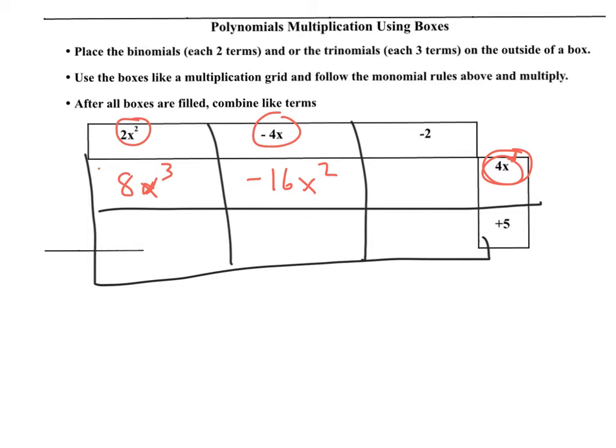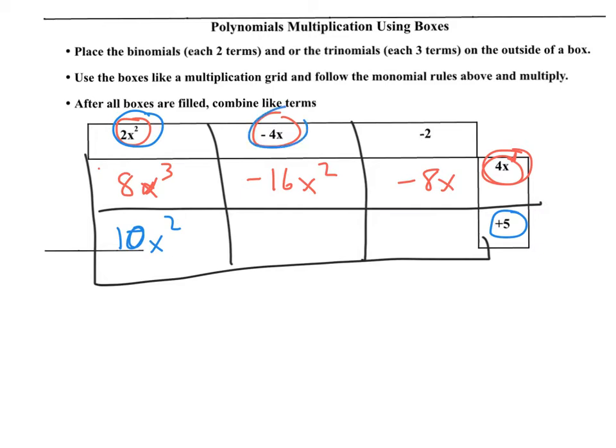And then I've got negative 2 times 4x is a negative 8x. Nothing's going to happen to the exponent there because all I got is that one little x. Now we're going to move to the next box. I take my 2x squared again, but this time down in the next row times 5. There is no exponent, so 2 times 5 is 10. And x squared stays the same there.